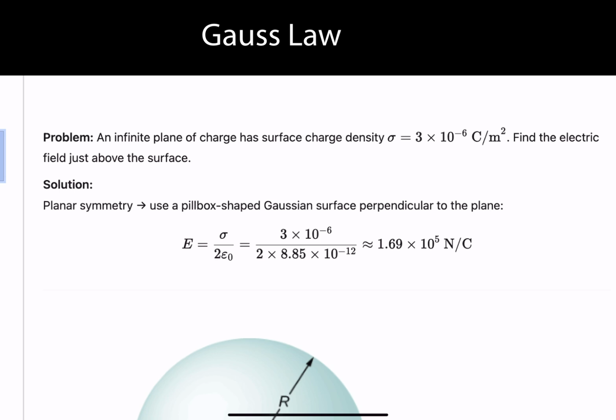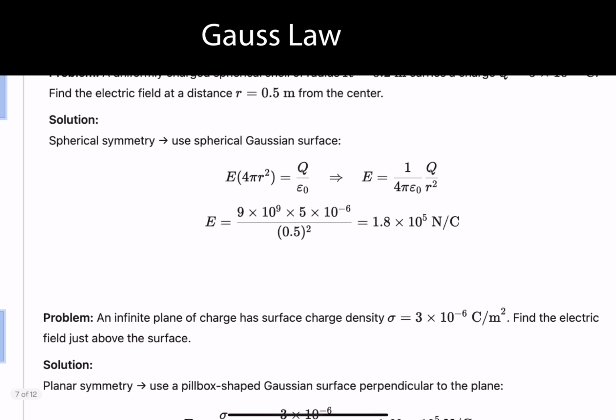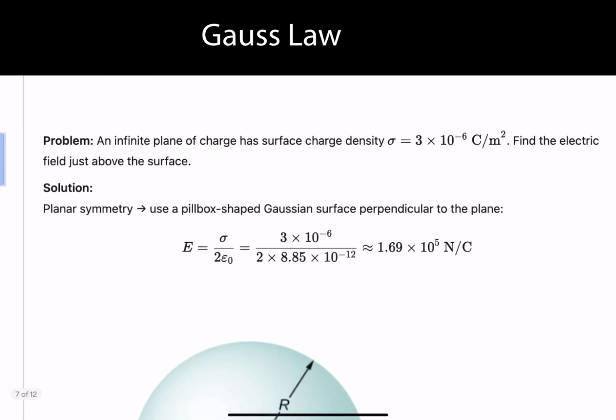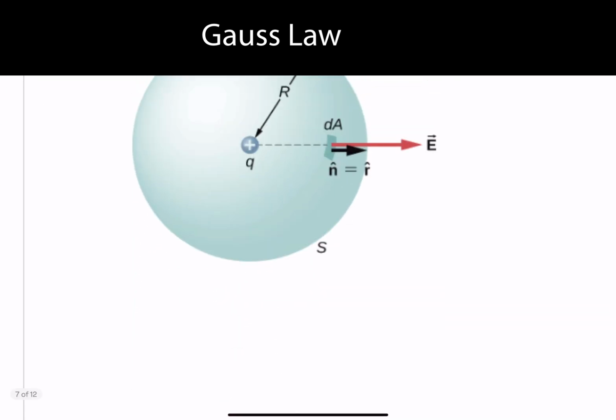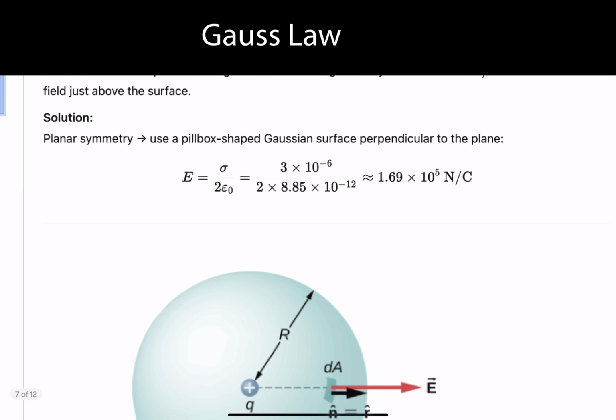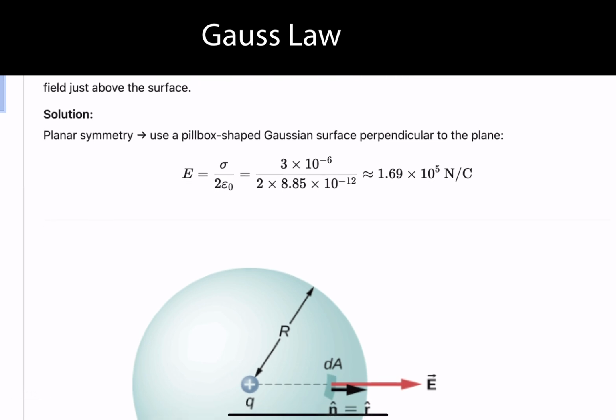Okay, here there is planar symmetry. In the last case, it was spherical symmetry. Because it's a plane here, you have to use a pillbox-shaped Gaussian surface perpendicular to the plane. I'm going to try to draw that quickly and show you. So if you have that plane surface like that, the pillbox type surface you're trying to imagine is going to be a cylinder actually passing through the surface. See that? That's what you're trying to consider.